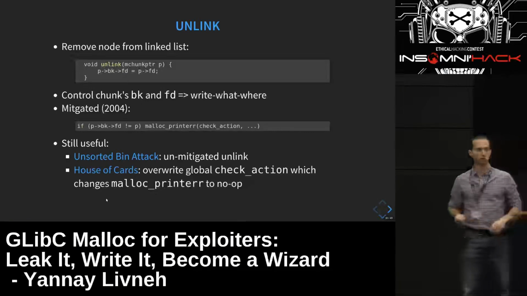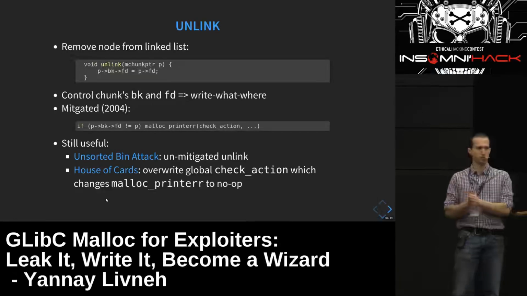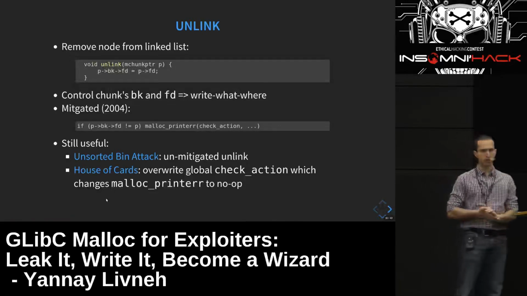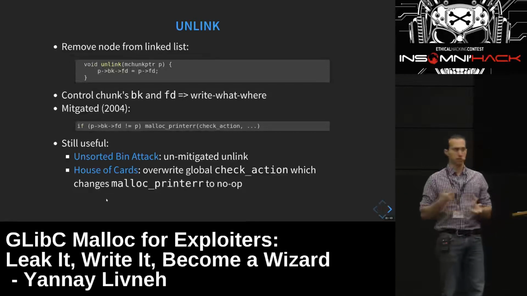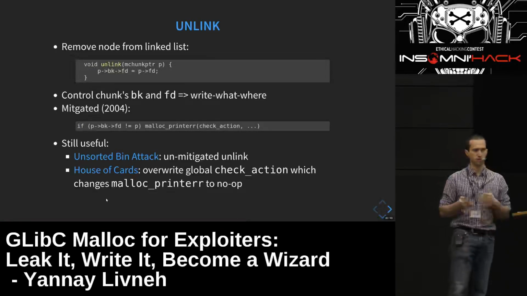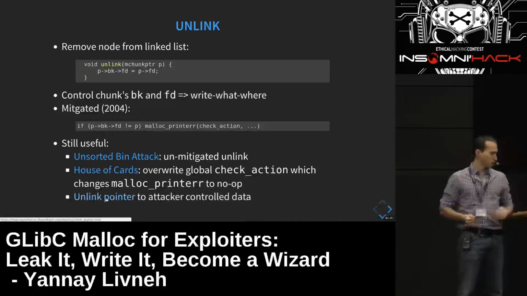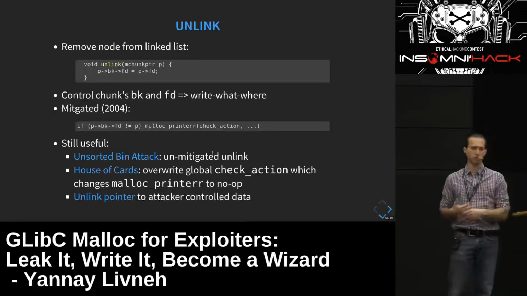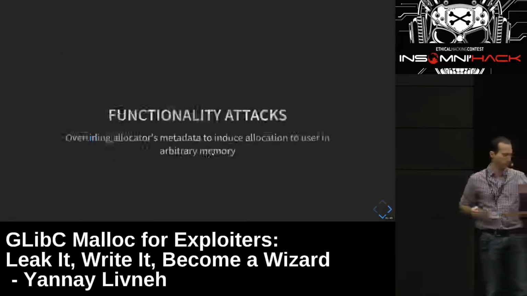And there is an attack called House of Cards that was outlined in a blog post by Tukan, which is a very nice read. The entire series of blog posts is a nice read. And what he was suggesting is overwriting the check action global variable. When it's zeroed, or when the least significant bit is zeroed, then the print error function does nothing. It's a no-op. And then you can unlink again and do whatever you want. And also, if you unlink a pointer to attacker-controlled data, you can override this pointer in various ways. So that's also a nice way to use the unlink, even with this mitigation.